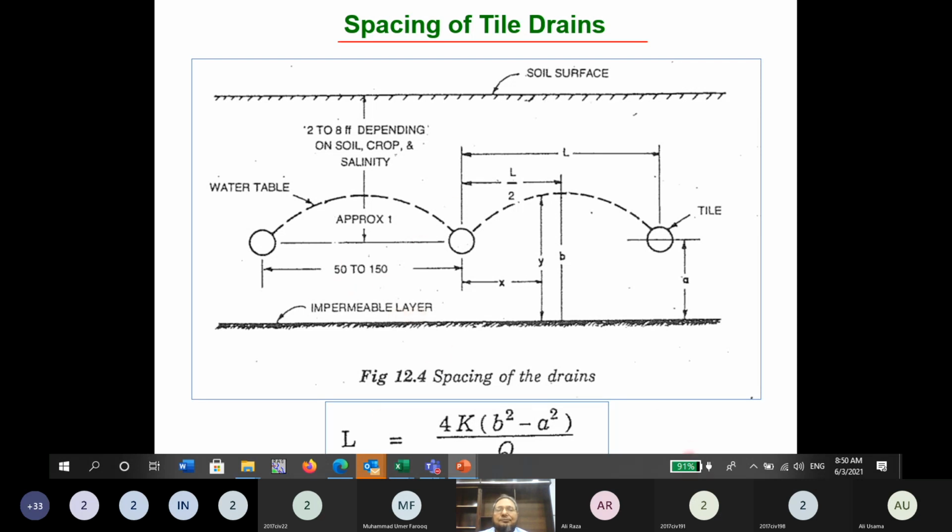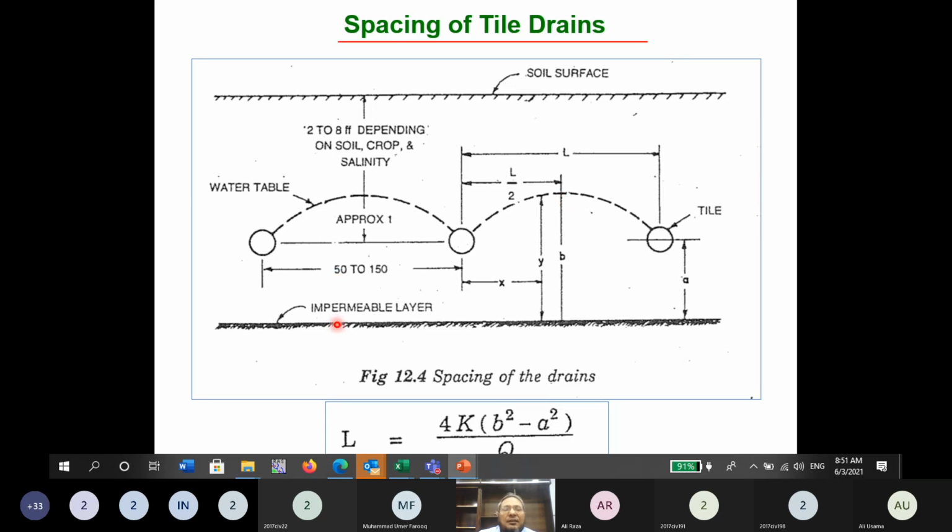But we can also calculate by this formula, okay, where capital L is the spacing of tile drains. Suppose this is some impermeable layer in the agricultural land. This is the free surface, and this small a is the vertical distance from this impermeable layer to the center of the drain, and this B is the vertical distance from this impermeable layer to the apex of the water table. And if you know the A, you may add a few feet to it to determine the value of B approximately, and maybe you may add 1 foot.